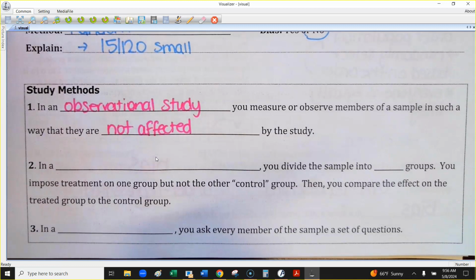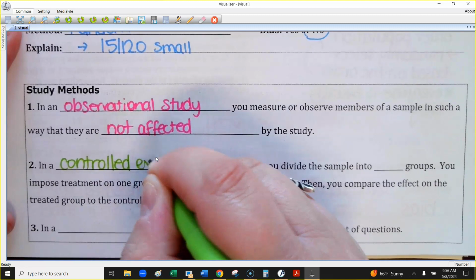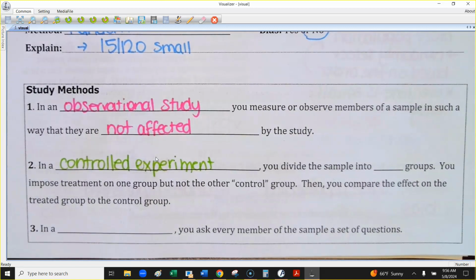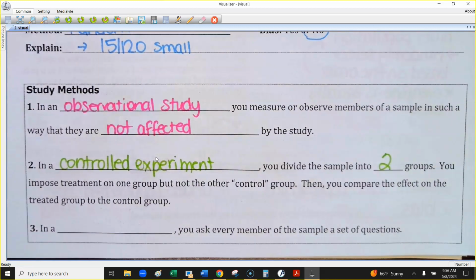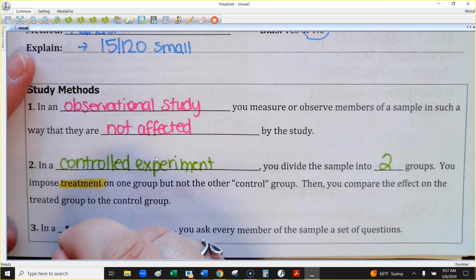So that's an observational study. The second one, I think you guys will probably have heard of something similar to this at some point in your life, is what they call a controlled experiment. What you're going to do is divide your sample into 2 separate groups, and one group gets some kind of treatment, while the other group doesn't get anything. The group that doesn't get anything, they call that the control group. And then you compare the effect. So I'm going to do something to one of the groups, not do something to the other group, and compare the results.